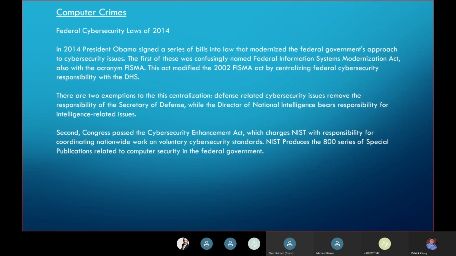intelligence-based issues. Second, Congress passed the Cybersecurity Enhancement Act, which charges NIST with the responsibility for coordinating nationwide work on voluntary cybersecurity standards. NIST produces the 800 series of special publications related to computer security in the federal government. NIST is the embodiment that controls all the cybersecurity rules and guidelines and best practices for the entire government. NSA, CIA, FBI, the DoD, they all look towards NIST for those best practices, and they change on an annual basis. We'll get into some of these NIST standards here in a little bit.